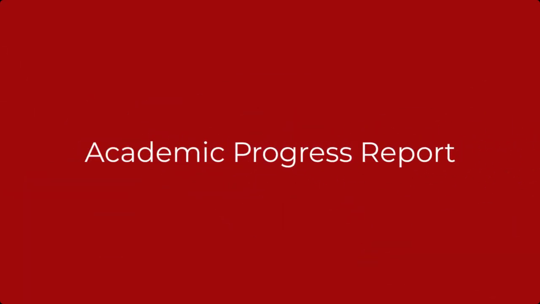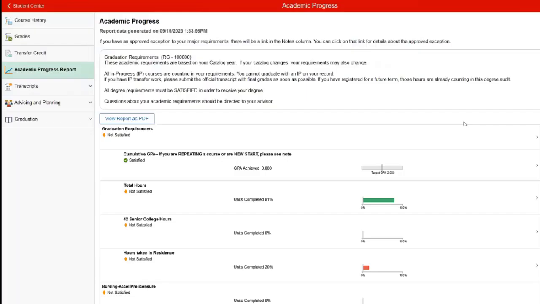In this video, learn about the Academic Progress Report. The Academic Progress Report link on the left side of the screen will open the Academic Progress page. This is your Degree Progress Report.